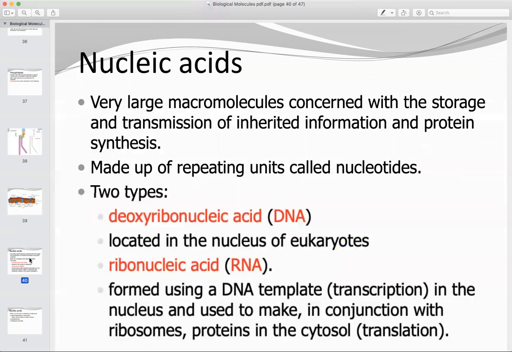All right. All right, our last class of biological molecules are nucleic acids, all right?